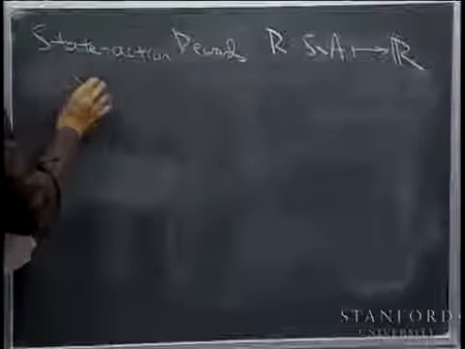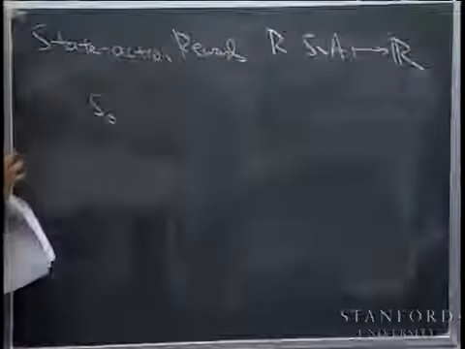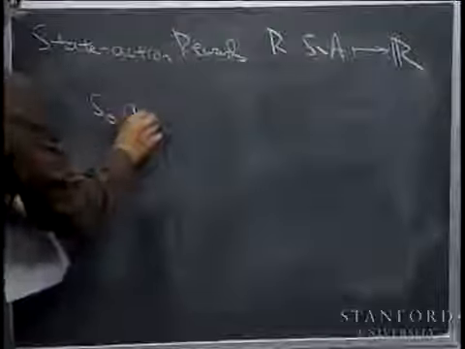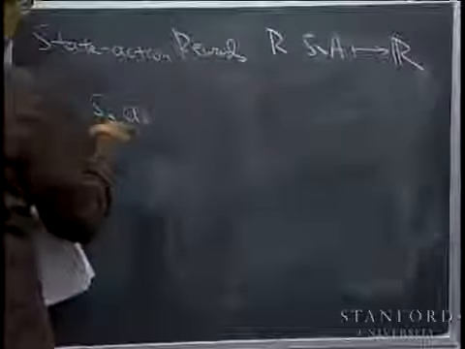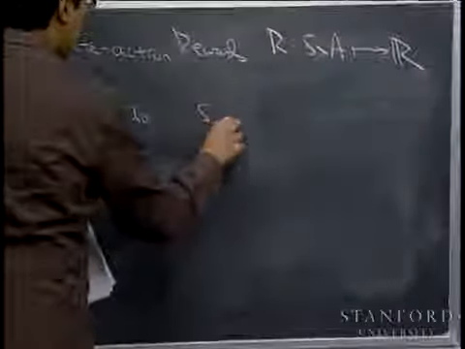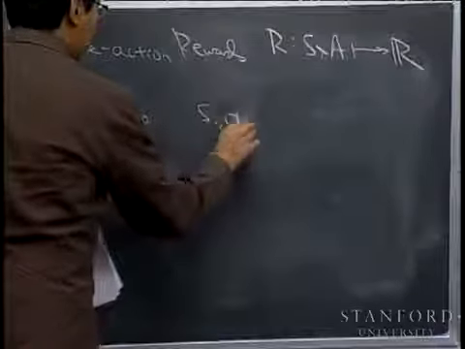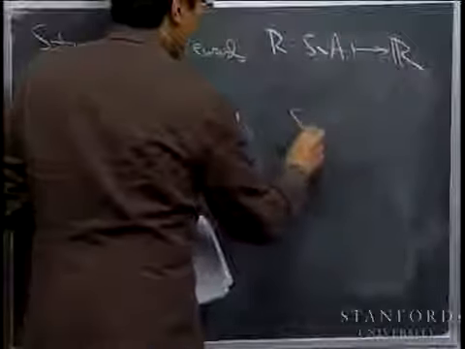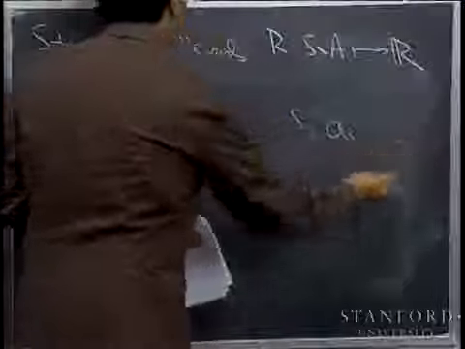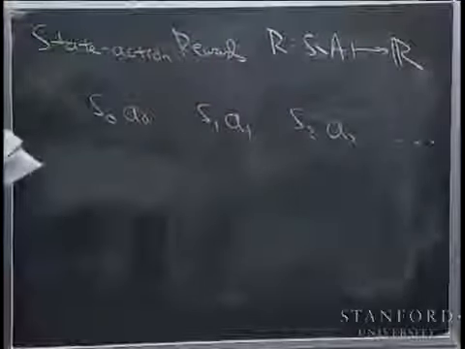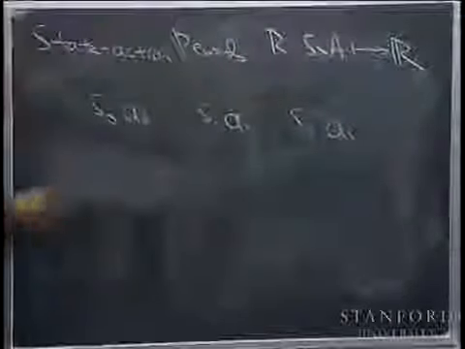So you start off in some state S0. You take an action A0. As a result of your state and action choice, you transition to some new state S1. You take some action A1. You transition to some new state S2. You take some action A2, and so on. So it's a state action sequence that you see.